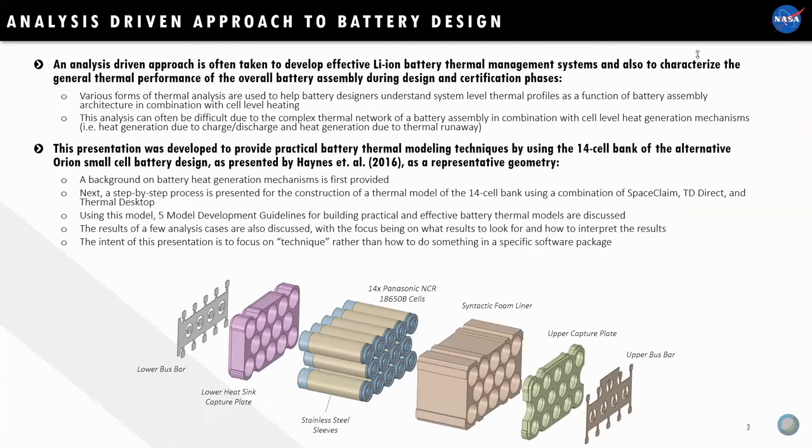So this presentation was developed to provide practical battery thermal modeling techniques. We're going to be using the 14-cell bank of the alternative Orion small cell battery design. So a little bit more, I'll be presenting a background on battery heat generation in the next slide. After that, a step-by-step process will be presented for the construction of a thermal model using that 14-cell bank I mentioned before, using SpaceClaim, TD Direct, and Thermal Desktop. Using this model, we had five model development guidelines that we developed for using if you want to build a practical and effective battery thermal model.